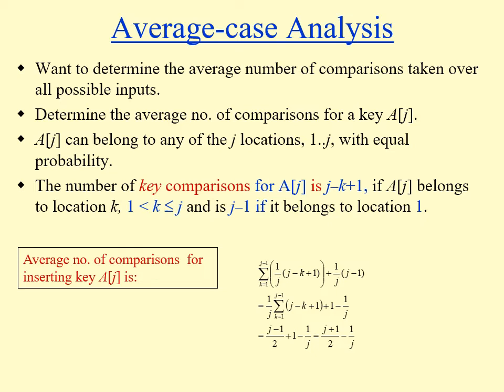Okay, so this is the result for one simple case, the general case for aj. That means on average, to deal with aj, we need this number of operations, that is j plus 1 over 2 minus 1 over j.